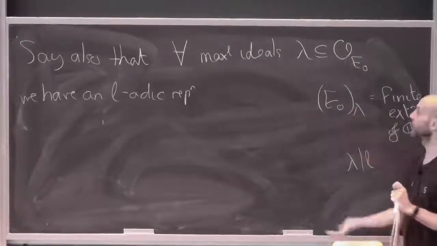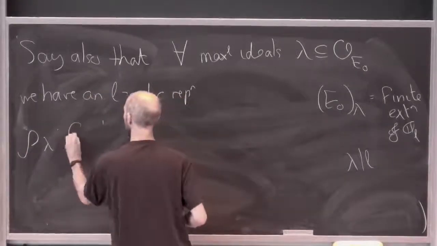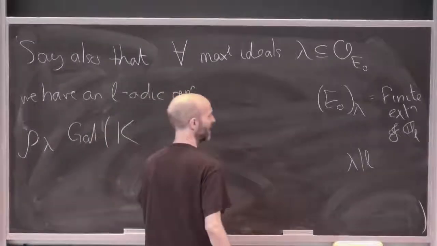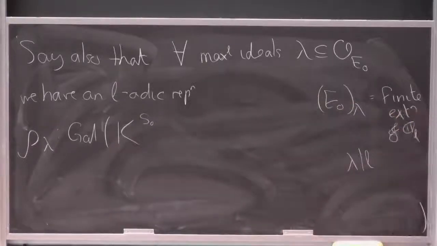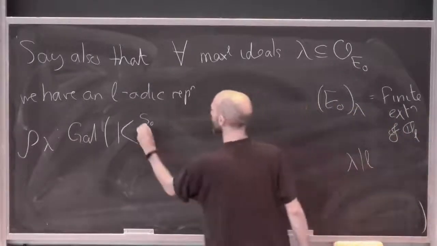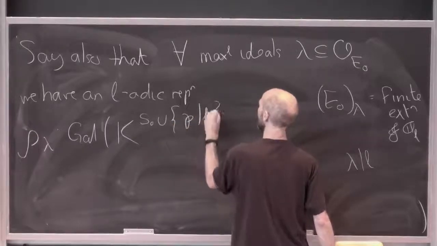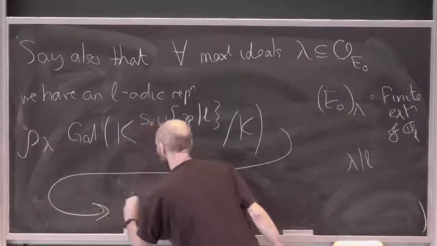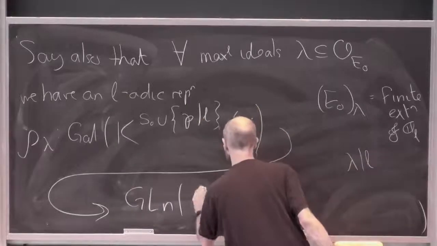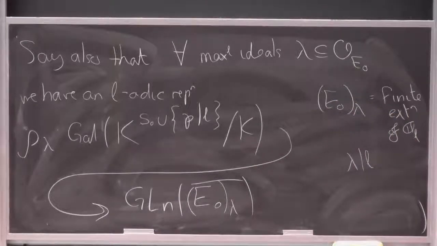So let's say that for all maximal ideals, we've got an L-adic representation, so that would be called rho lambda, and it's going to go from Gal, well, K, where's this unwrapped? Well, I've got this S0, so I'm going to put S0 up here. This Galois representation is maybe going to be ramified at S0, but I also want to allow it to be ramified at all the primes dividing L. So this is the union of the P dividing L over K. I've got a representation from this Galois group to GLN of, let's complete, right, E0 lambda. There, I'll take the algebraic closure, why not? Let's say I've got one of those.